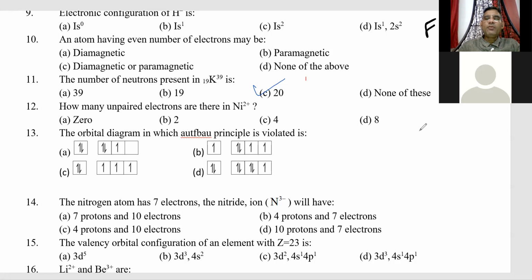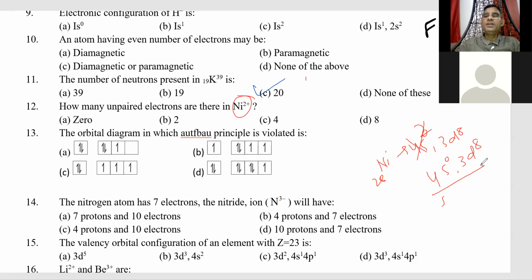Ni2+, do you know what Ni2+ is? Atomic number 28 means 4s2 3d8. You have taken out two electrons, so it will be 3d6. No, not 3d6, because 3d8 stays.